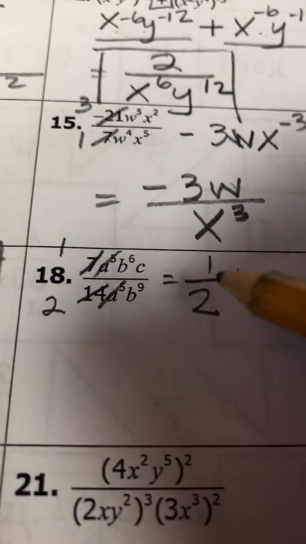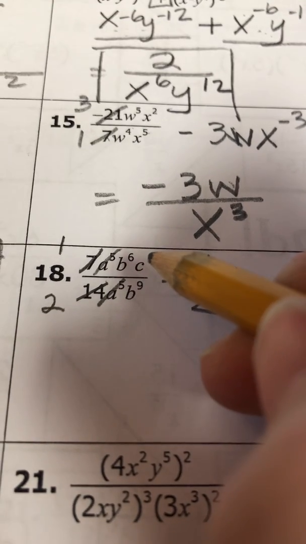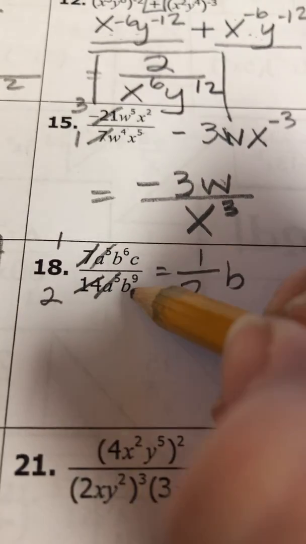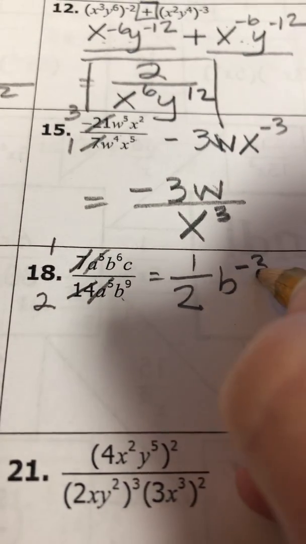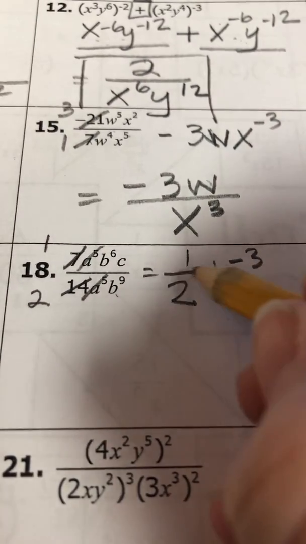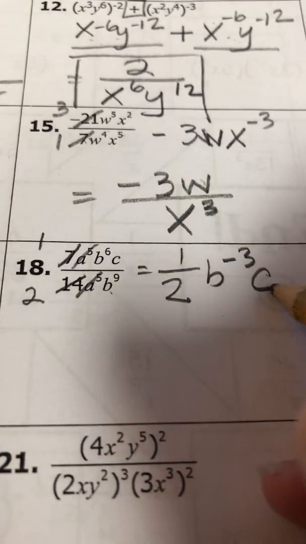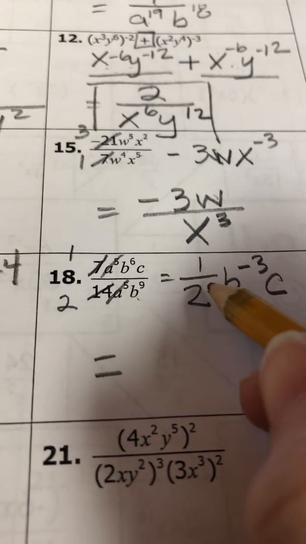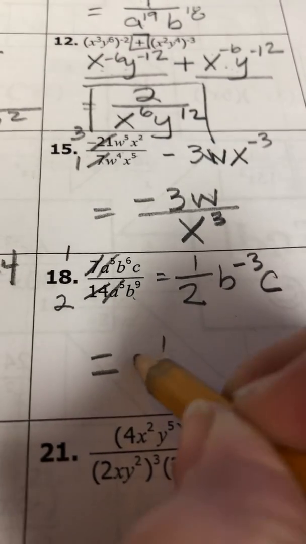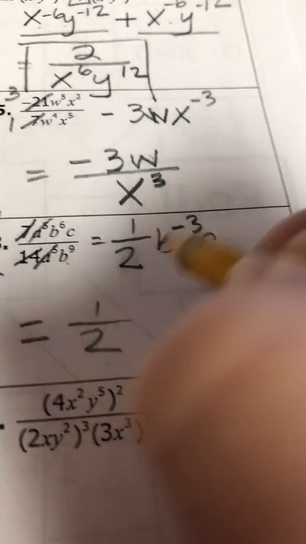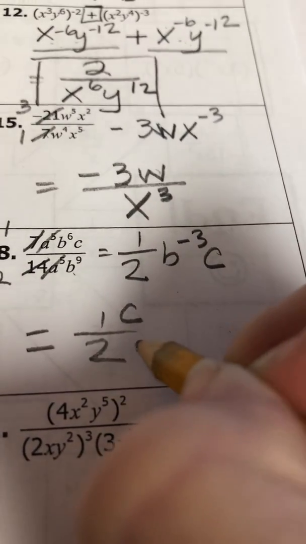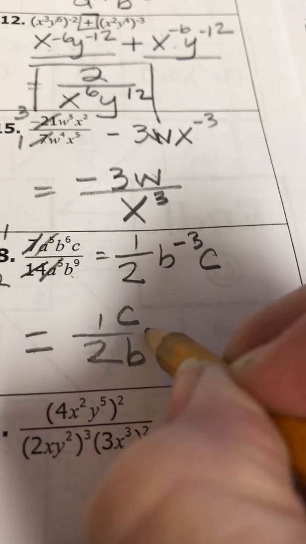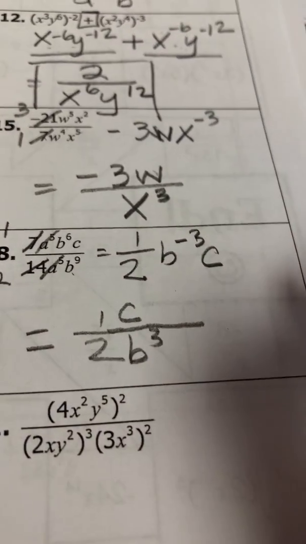Now I have b to the 6th. Oh, minus b to the 9th. So I'm going to end up with negative 3, or negative 3rd power. And then I have 1c left over. So let's rewrite that as positive. Okay, so I could write 1/2, and I could write c. And then I'm going to end up with my b to the 3rd power, because it's negative.